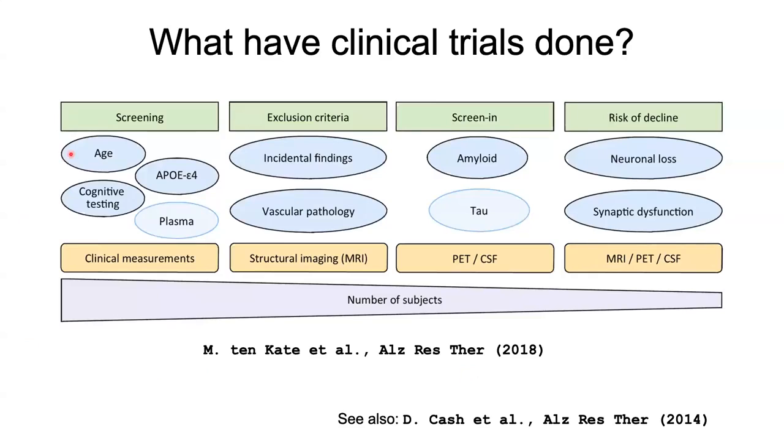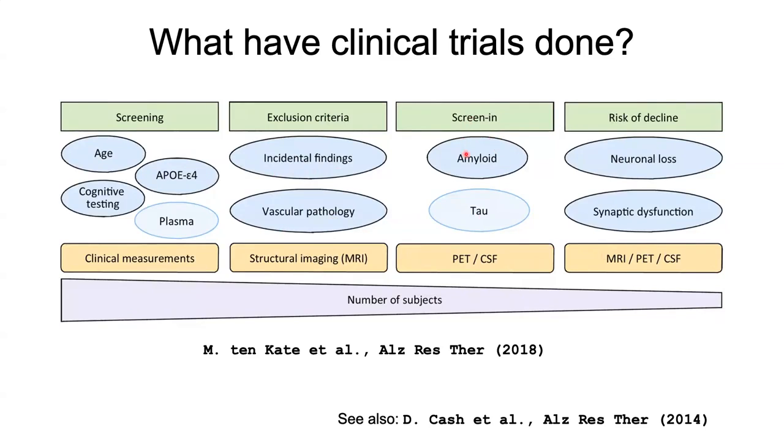They've done quite a lot of work at trying to find the right people at the right time, starting with screening over on the left with various risk factors like age, the biggest risk factor for these age-related neurodegenerative diseases. And mostly this screening takes a lot of individuals and involves mostly clinical measurements. Blood biomarkers are quite exciting these days. And then once you've screened a large number of people, filtering down to a few, slightly fewer at least, look at some exclusion criteria to remove things that might confound the trial, incidental findings, vascular pathology, and structural imaging comes in there. And then you look to screen in individuals at even higher risk.